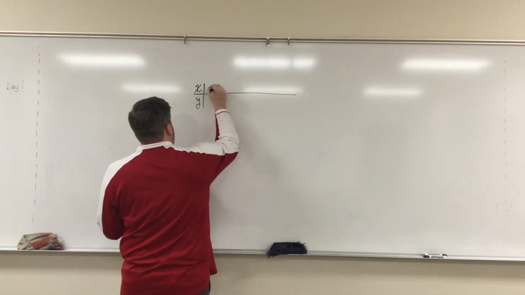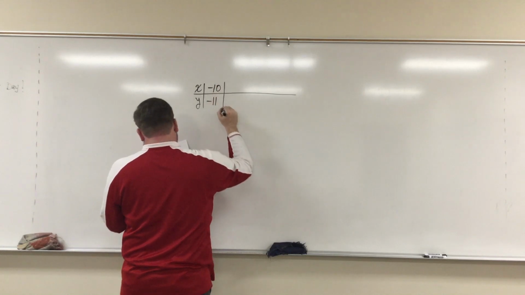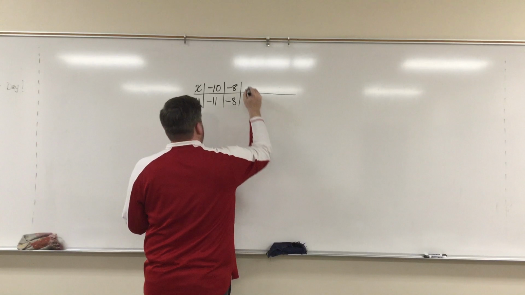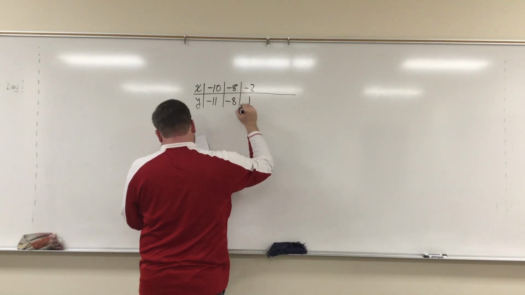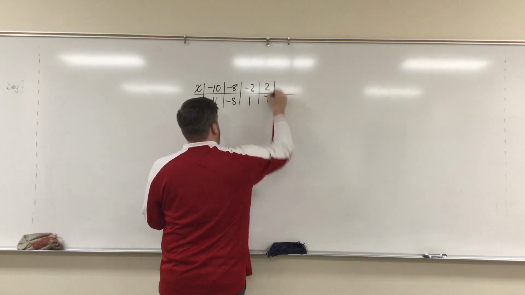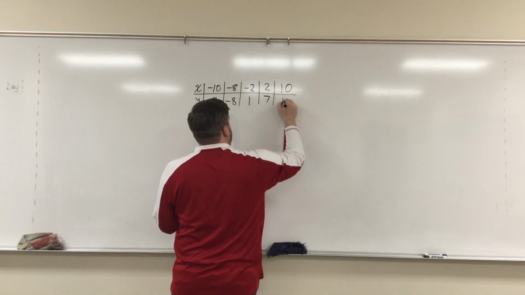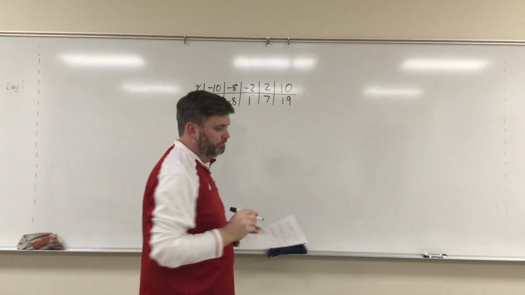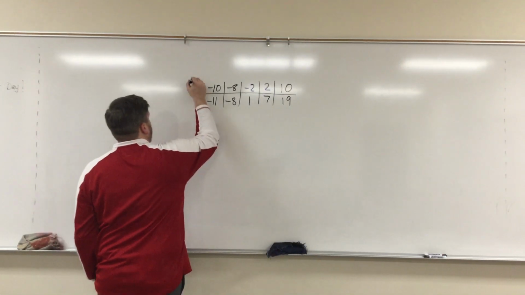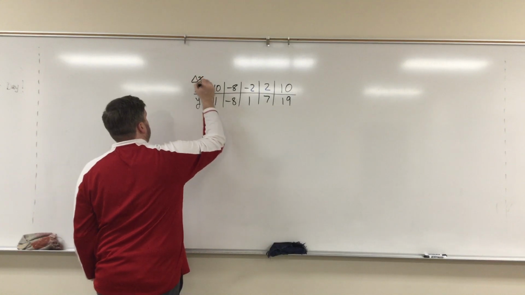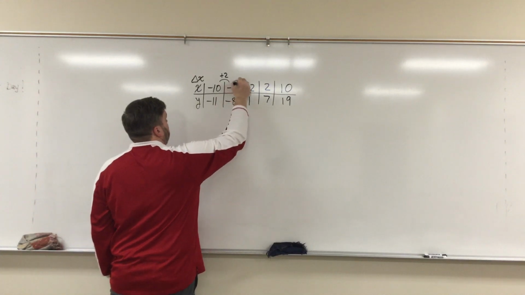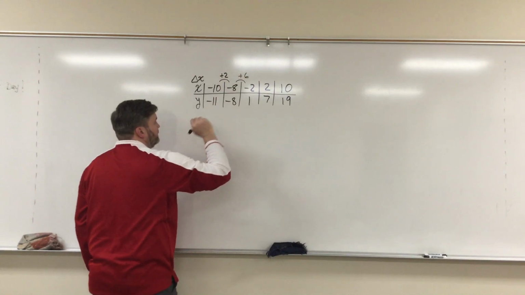All right, we have negative 10, negative 11, negative 8, negative 8, negative 2, 1, positive 2, 7, and 10, 19. So let's look at change in x. That's plus 2. This is plus 6.